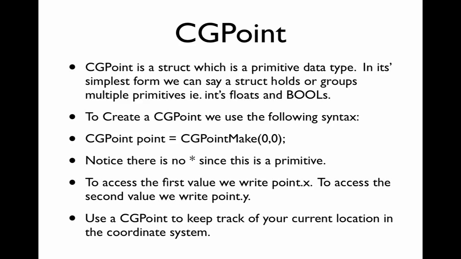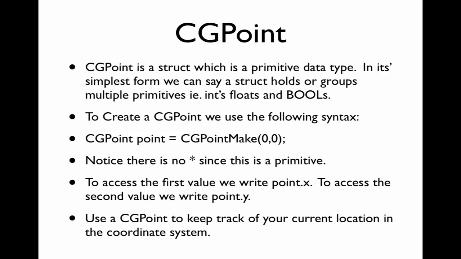Now, CGPointMake technically takes floats, but since our coordinate system is only using whole numbers, you can also use integers inside of our CGPointMake function. Notice that we don't have a char star since this is a primitive instead of an object, which requires char stars. Even though we're able to package information together, which is very object-like, we're only able to package primitive data together. So this is a way we can package primitives. So we say that CGPoint is a primitive.